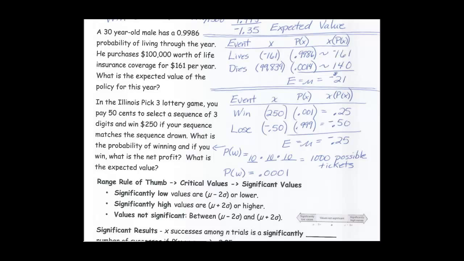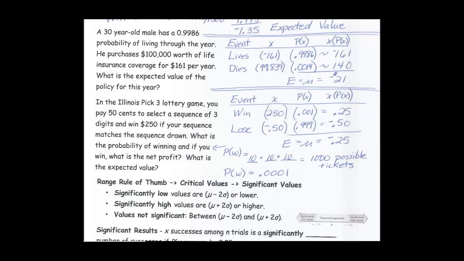Again, for our final column, we're going to multiply the value of each event times its probability, and then our final column we're going to add up, so we have an expected value. This averages out to a negative $21 is the expected value.